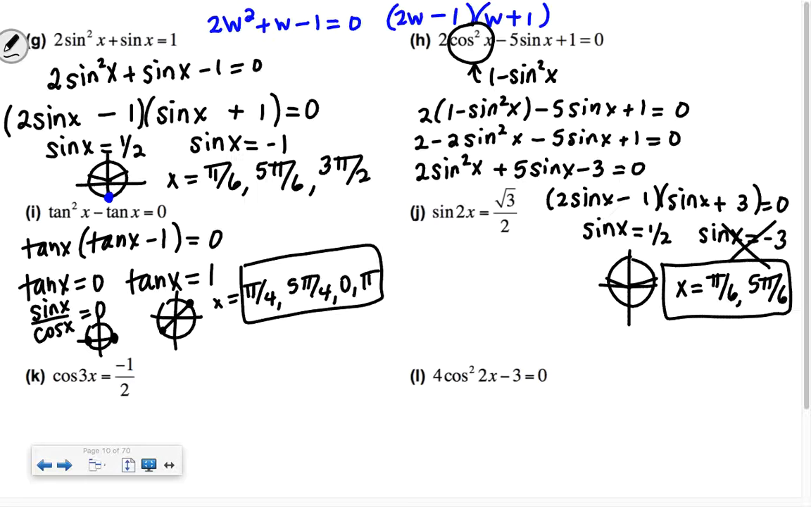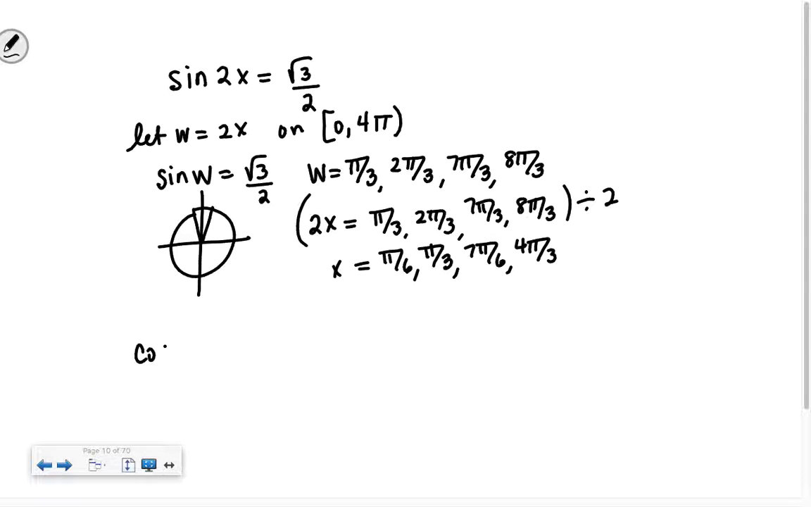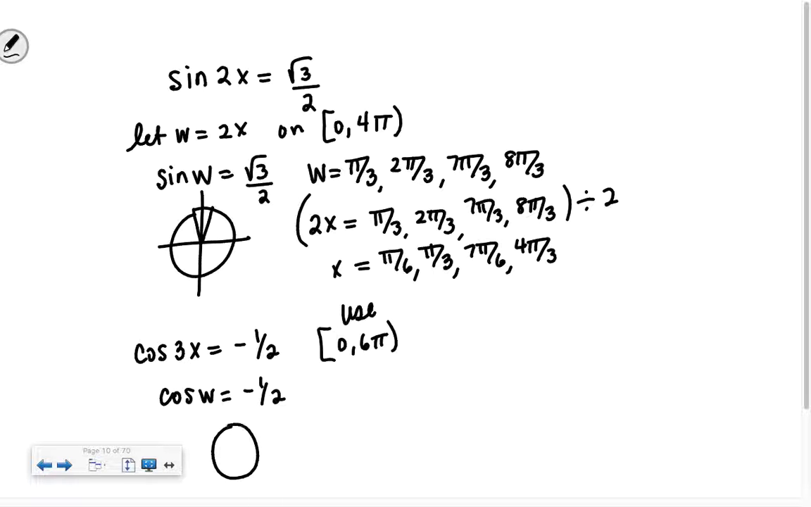So let's do cosine of 3x equals negative 1/2. If I have cosine of 3x equals negative 1/2, now I'm going to do the w substitution. So I'm going to write cosine of w equals negative 1/2. But now I'm going to go on 0 to 6 pi for w. So you're going to have a lot of answers. If cosine is equal to negative 1/2, that is in 2 locations. So I'm going to have w equal to 2 pi over 3 and 4 pi over 3.